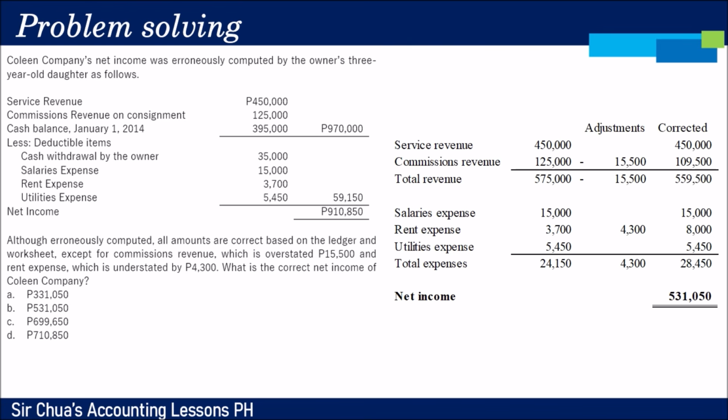Rent is 3,700, understated by 4,300, meaning it is too little. So 3,700 plus 4,300 is 8,000. And then we also have utilities expense, no changes, 5,450. Just get the total expenses: 15,000, 8,000, 5,450, for a total of 28,450. Once all the revenues and expenses are adjusted and correct, revenue minus expense is the answer. Net income is 531,050. Letter B.